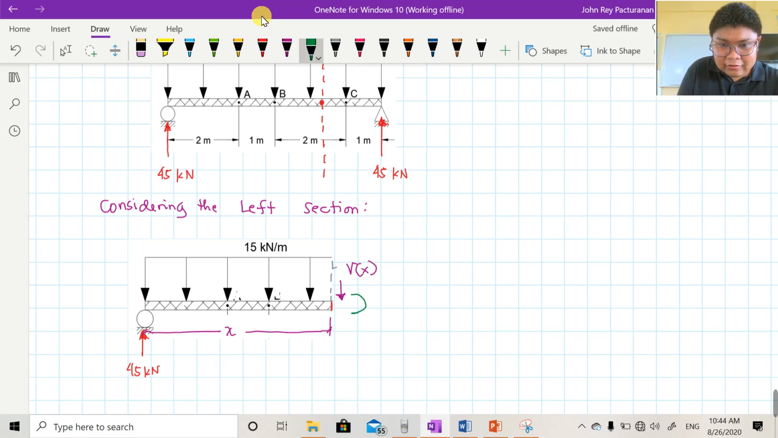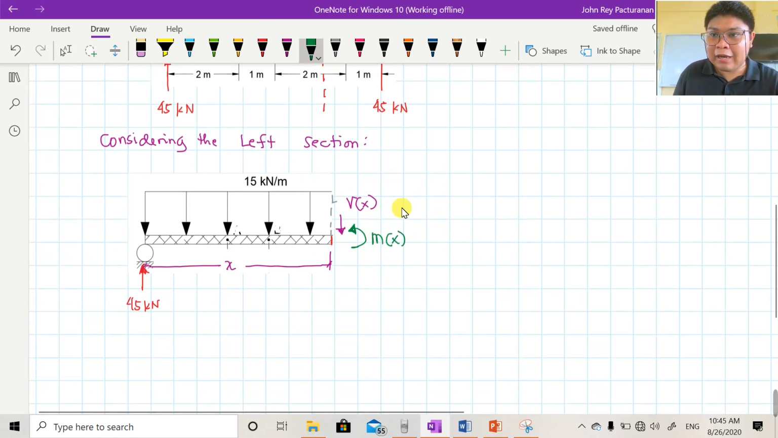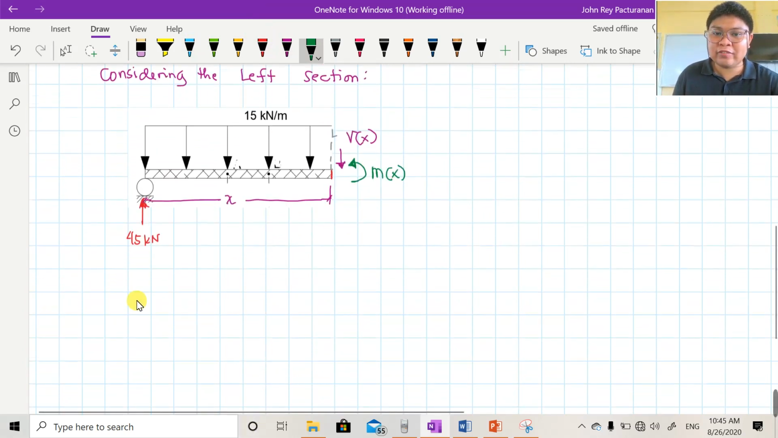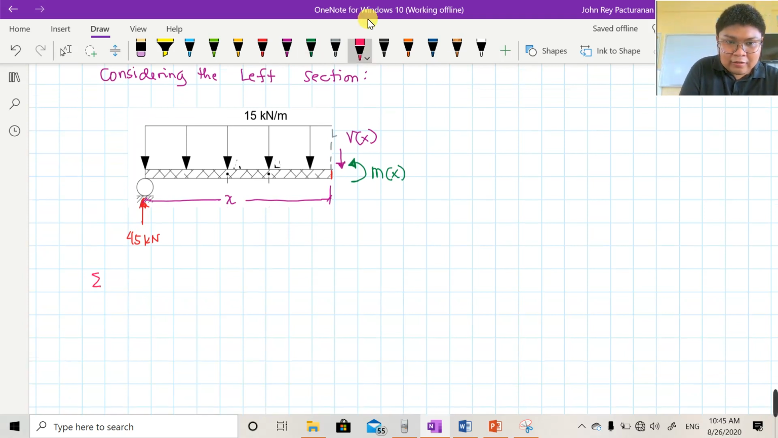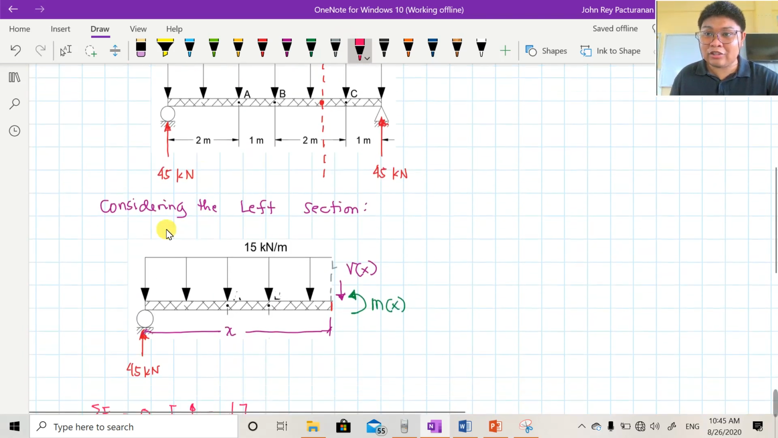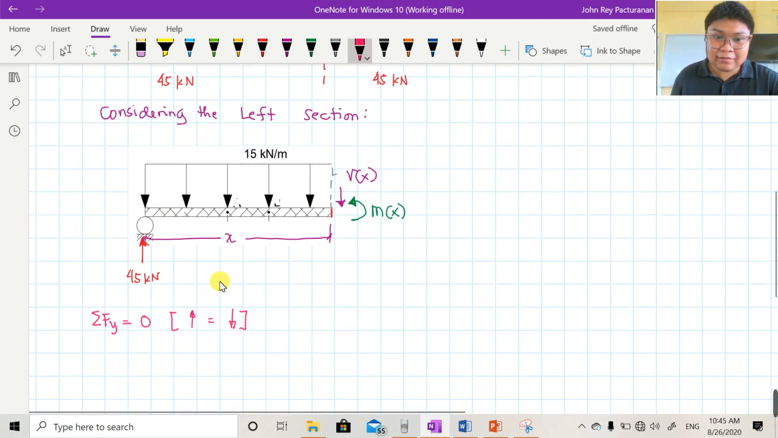And our moment is counterclockwise. I will call this moment of X. So literally, we are creating a function. To find the function, all you need to do is take the summation of forces vertical and summation of moment equals 0. For example, summation of forces vertical equals 0, that is literally up equals down. You will just treat this X as a measurement of distance, just like how you treated the 2 meters, 1 meter, 3 meters in our previous lecture videos. So that is the process here.